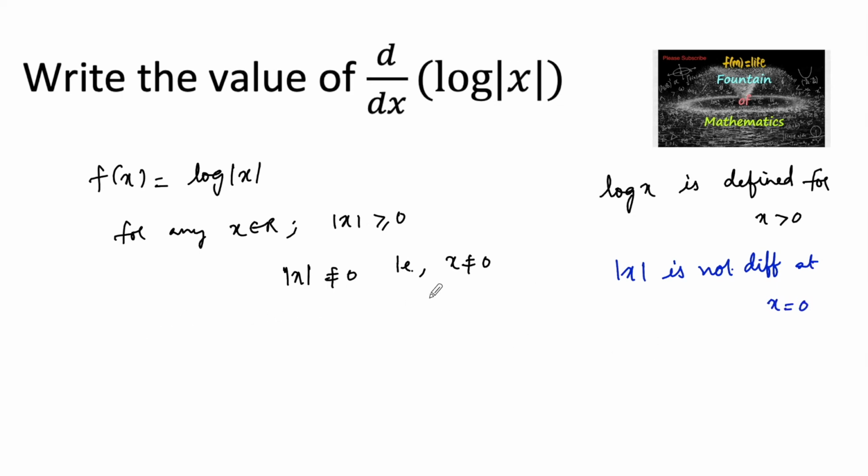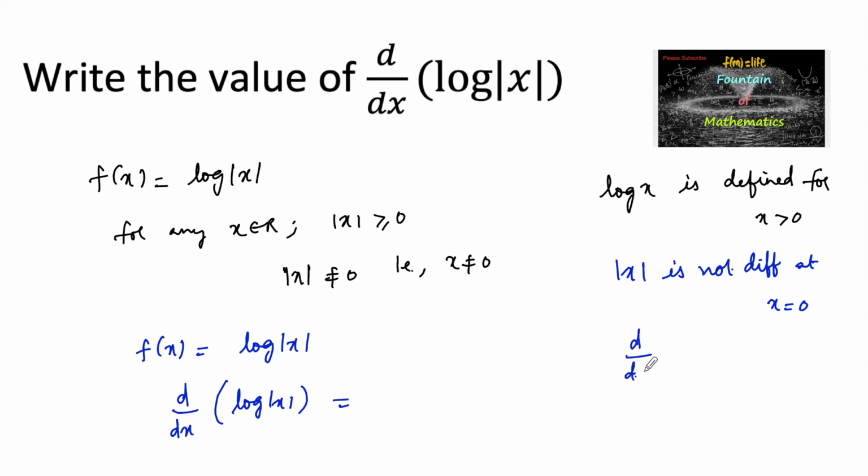So let us consider x other than 0, and then f of x is equal to log of mod x, then differentiation d by dx of log of mod x is equal to, as per the definition of d by dx of log x is equal to 1 upon x, where x is not equals to 0. So we can write here differentiation of log of mod x is 1 upon x, where x is not equals to 0 we can consider.